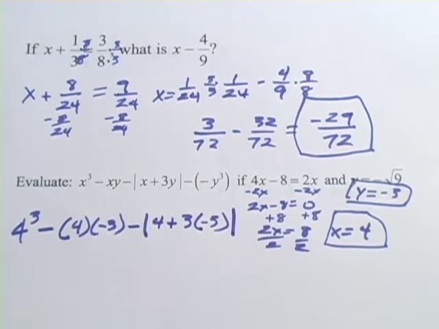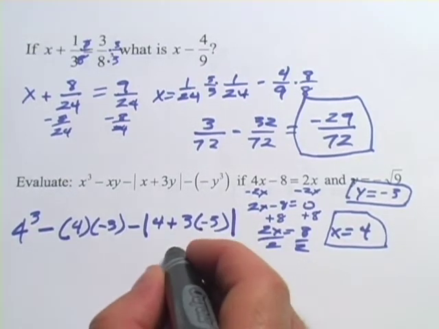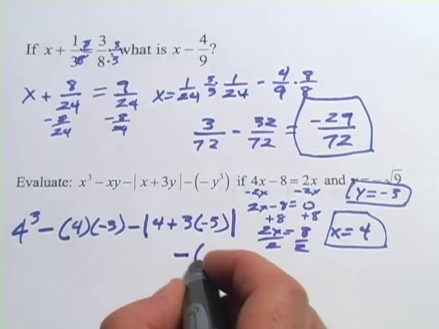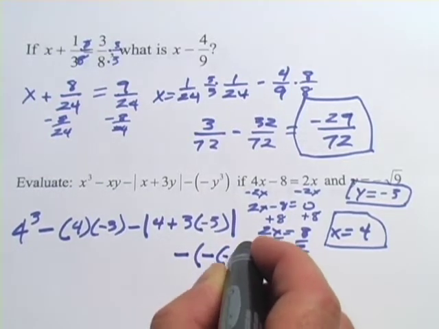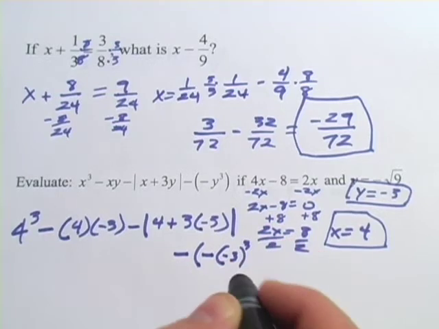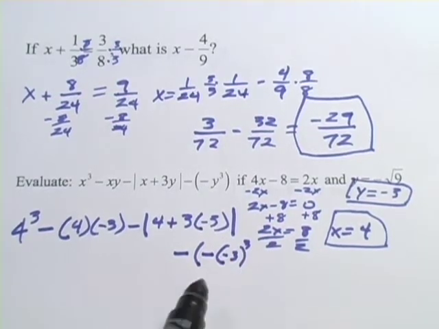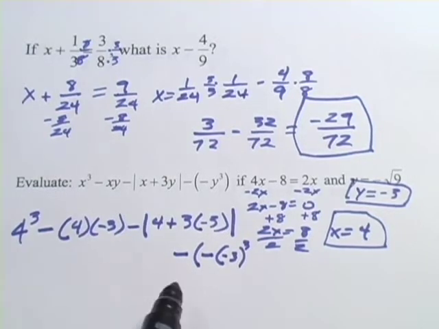Now I've run out of space here. And then finally, minus quantity, negative, and then I'll put my y in here, negative 3 cubed. So that's the whole thing. Had to run over a little bit. Let's go through and figure out what we can here, just a step at a time.